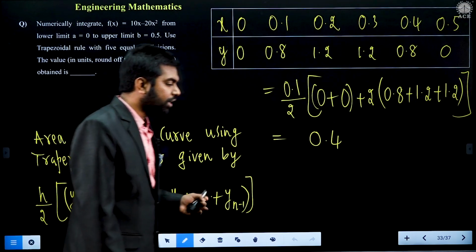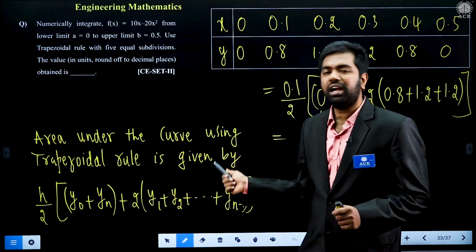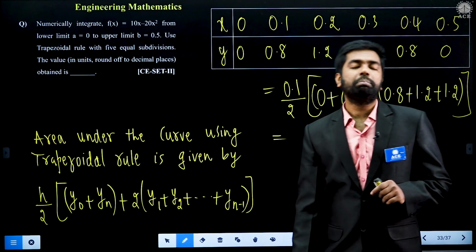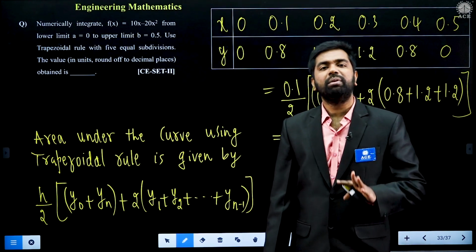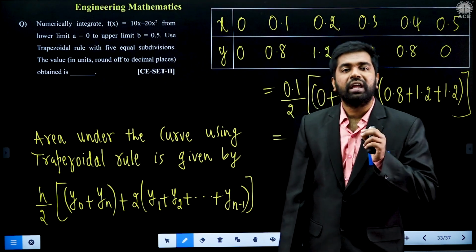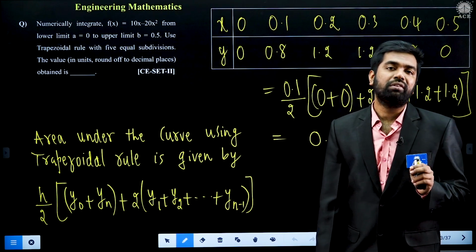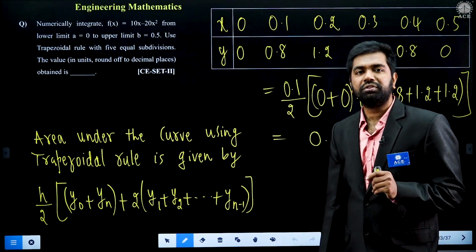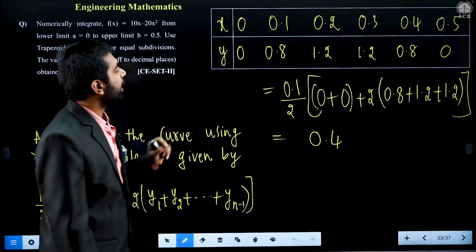First thing is, I have highlighted the trapezoidal rule formula, right? If you are interested in finding area under the curve using trapezoidal rule, then it is given by h by 2 times y naught plus yn plus twice the remaining samples. What is n here? N stands for number of subintervals. Number of subintervals in the problem is 5. So now, do the table part calculation.